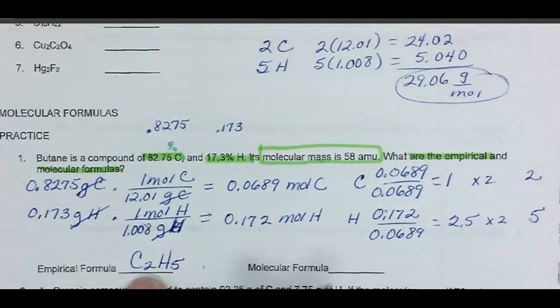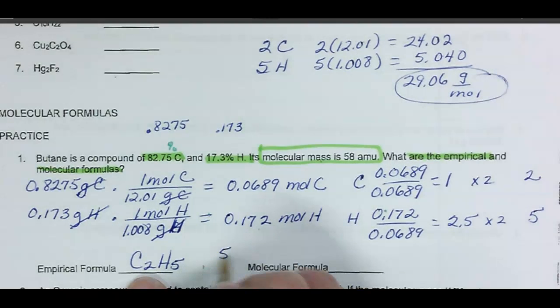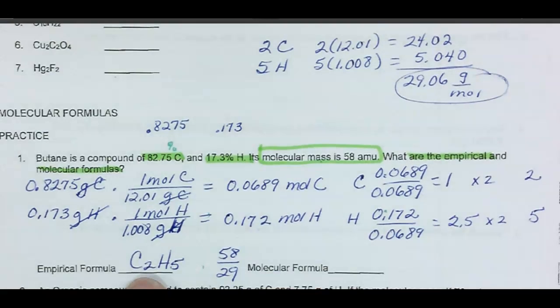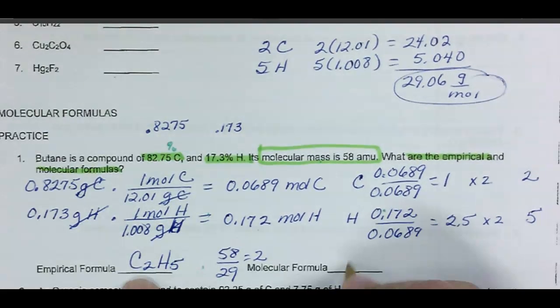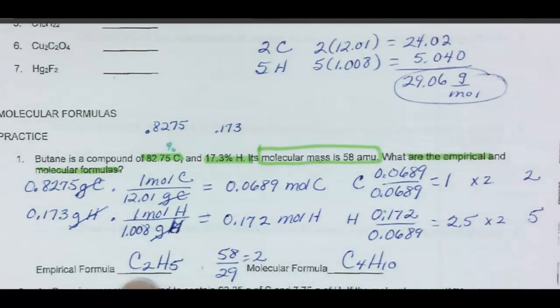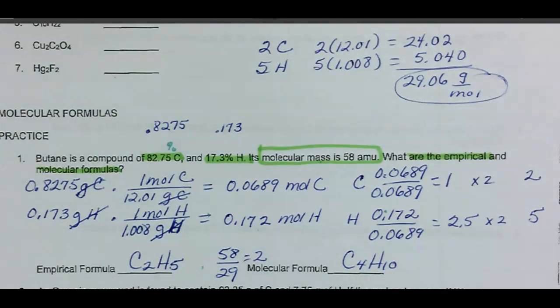So again, your next step is to see how many times will that mass go into your molecular mass. Well, hopefully you can kind of see that already. About 58 divided by 29 is going to give me 2. So again, that would make my molecular formula be C4H10.